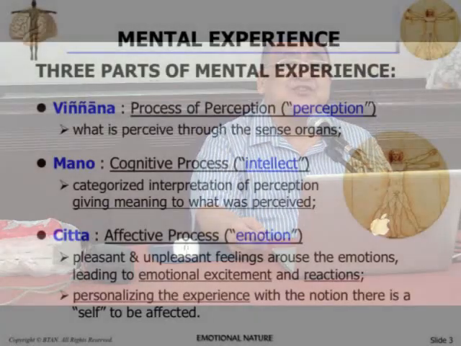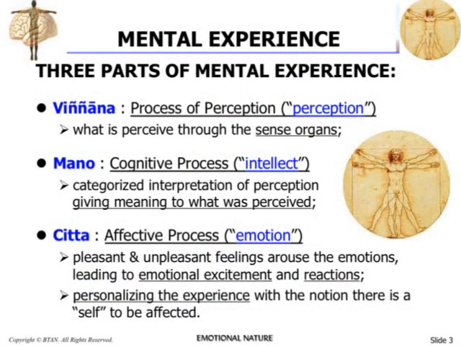Then there is a third word that the Buddha uses. It's called chitta. And chitta really is the emotion part of the mind, emotional mind. And the scientific term is affective process. Scientists usually refer to that as the affective process. This is when the mind responds to pleasant and unpleasant feelings. So pleasant and unpleasant feelings arouse emotions, and this leads to this emotional excitement, and we begin to react as a result of that.